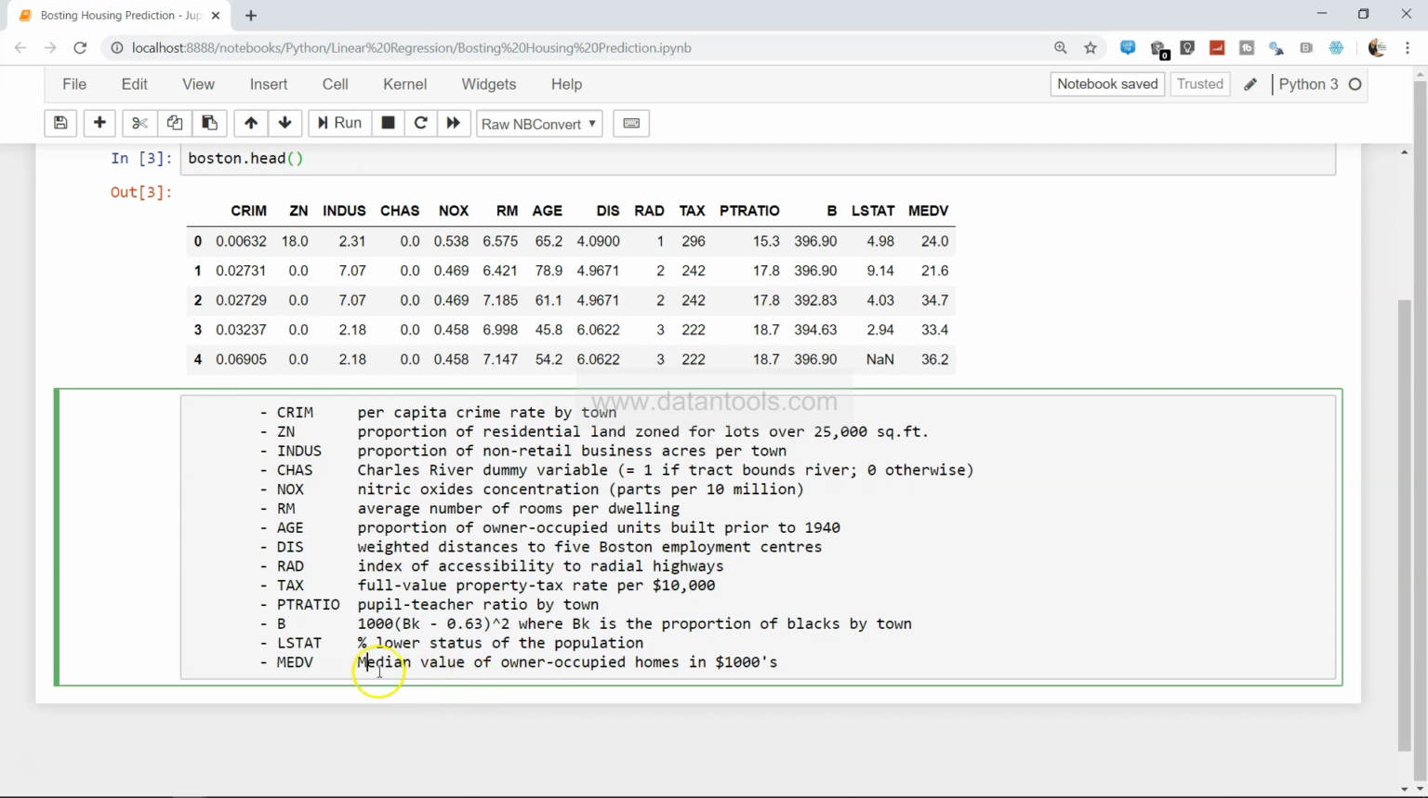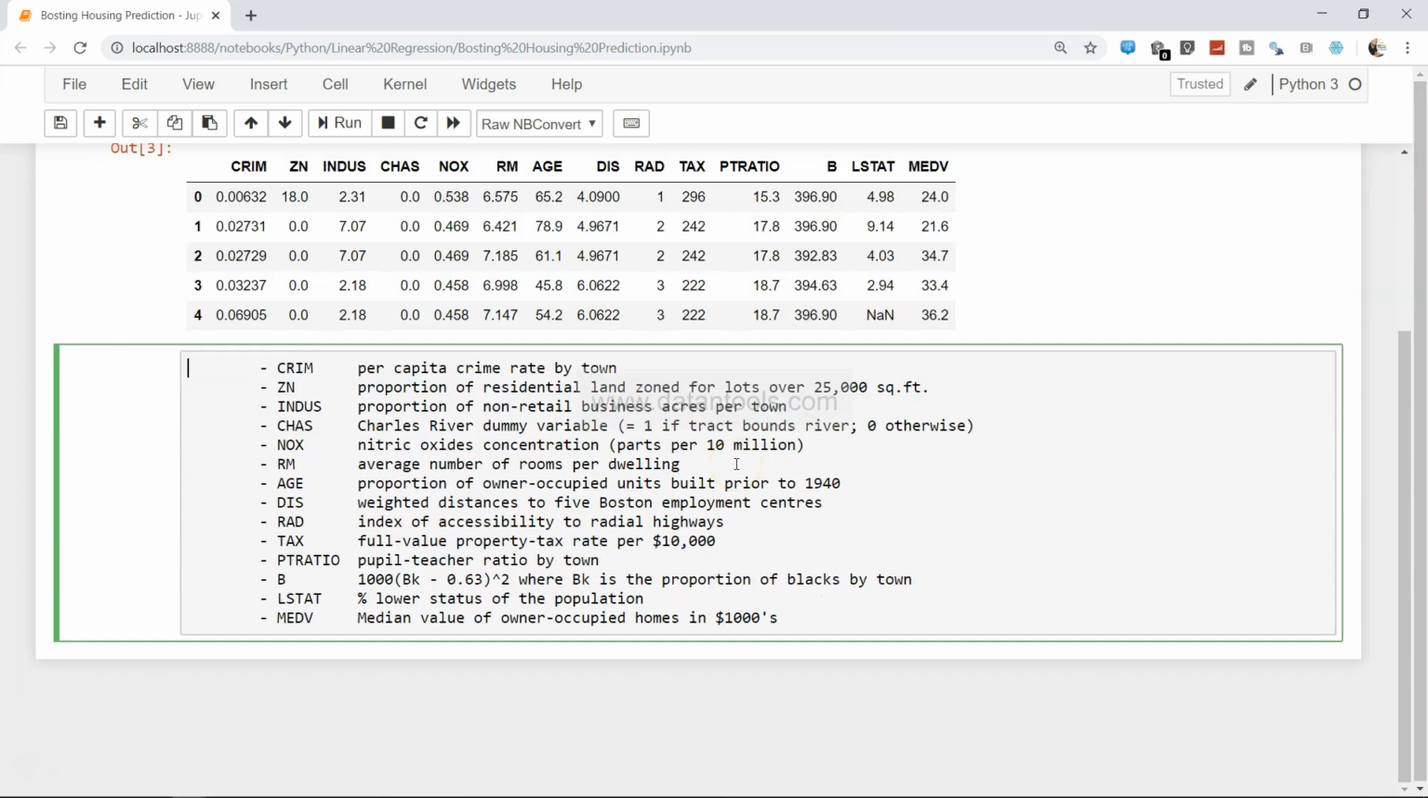If you look at other columns like LSTAT, which is the percentage of lower status of the population, the higher the percentage of lower status population, the lesser the value. The same is the case with ZN, the proportion of residential land zoned for lots over 25,000 square feet. Similarly, INDUS is the proportion of non-retail business acres per town. So all of these different things which impact housing prices, they have gone ahead and collected. All right, so now let's move ahead.